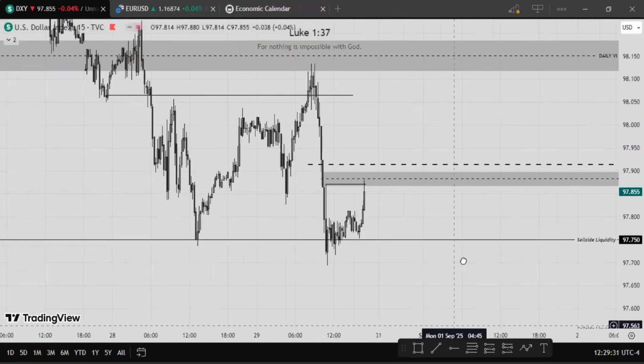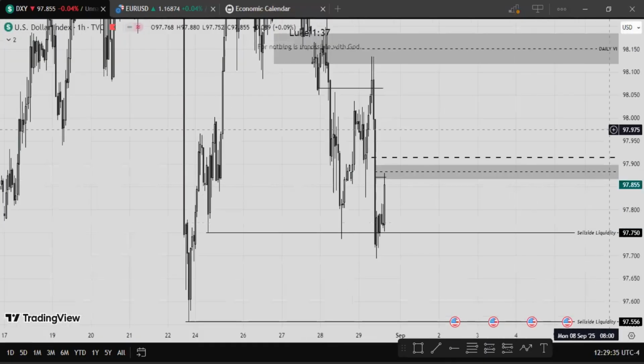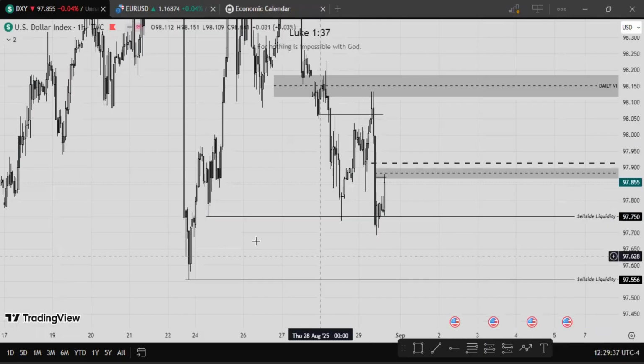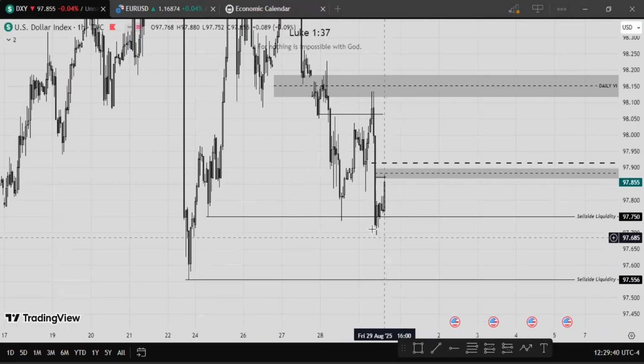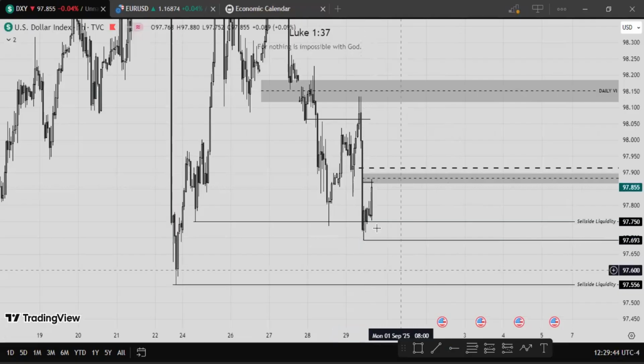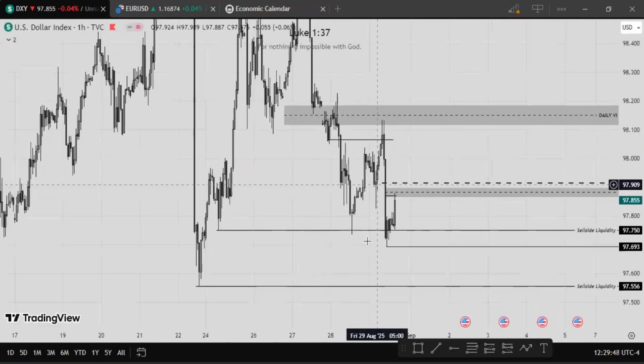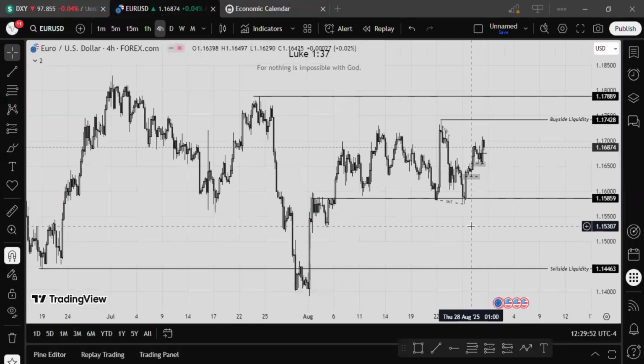But yeah, this is my analysis for the euro dollar, for the dollar index. I wanna see if we can come for these lows. That's an easy low to look out for. But yeah, so the sells on the dollar index are making sense. The buys here on Euro USD, they're making sense.